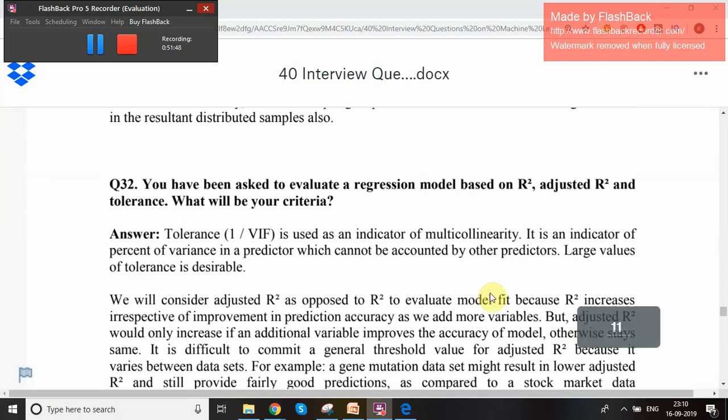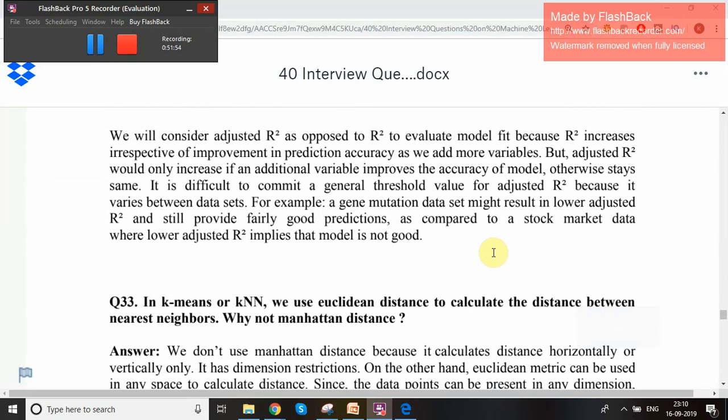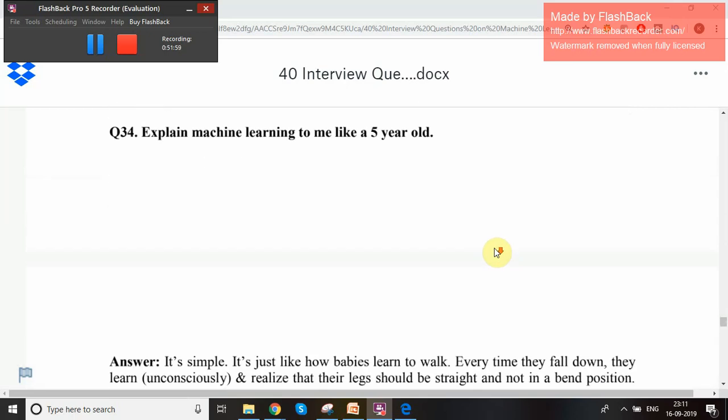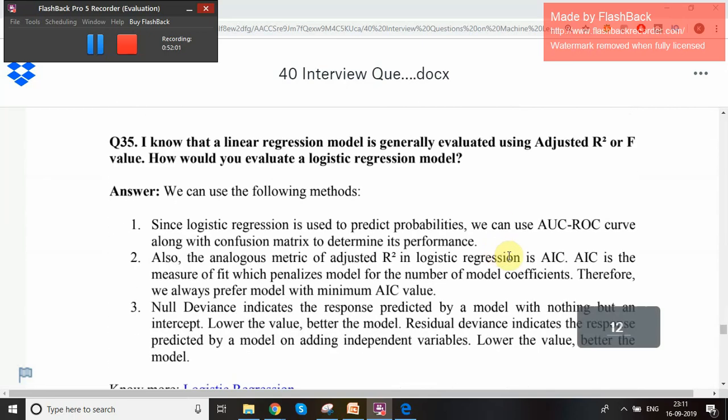You have been asked to evaluate a regression model based on R square, adjusted R square, tolerance. What would be the criteria? I would select adjusted R square. Explain machine learning to me like a 5-year-old. That's a very good question. A linear regression model is generally evaluated using adjusted R square or F value. How would you evaluate a classification model? Better go for AUC or ROC curve, which can explain the confusion matrix and determine the performance. So that is very interesting.